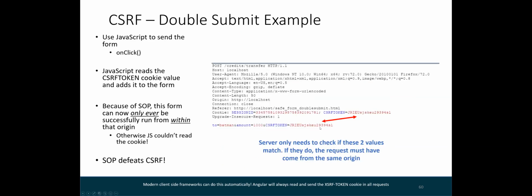And when the server gets the response, all it needs to do is just verify that a cookie value and a post value match, that these two values match. If they do, then the server knows that JavaScript sent this and that JavaScript could only be executed from my trusted origin, so I can trust this request, and I'll parse this credit response.